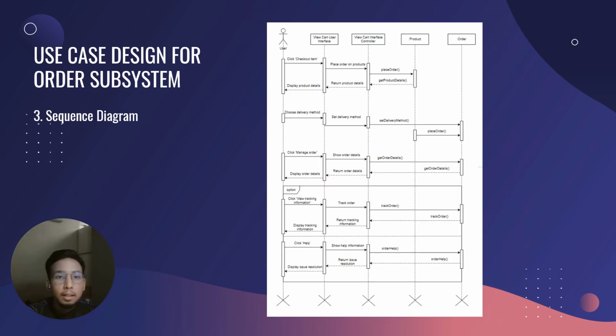This is the last diagram for the order subsystem, which is the sequence diagram. As you can see, there are four classes, which are the view card user interface, the interface controller, the product, and the order class. Firstly, the user checks out the item and the system places the order. But at this point, the user gets an overview of the order and can choose the delivery method.